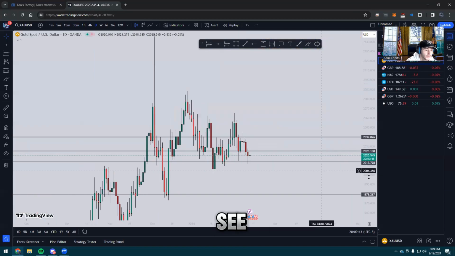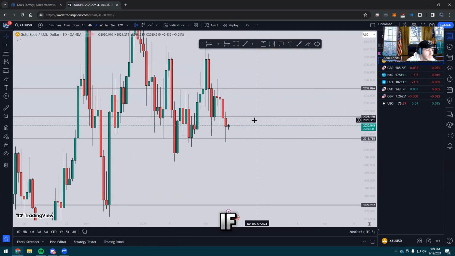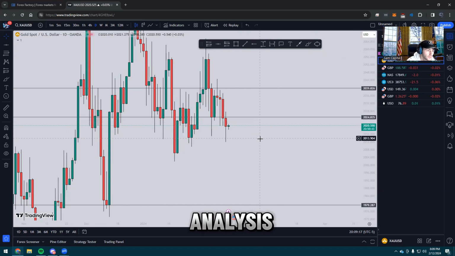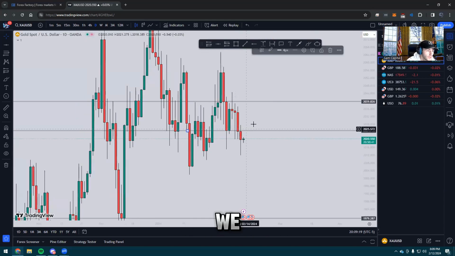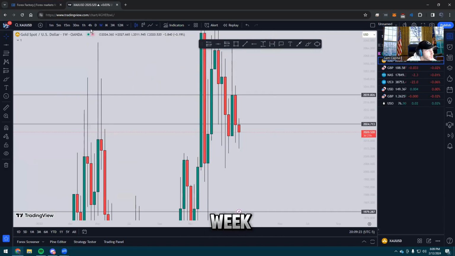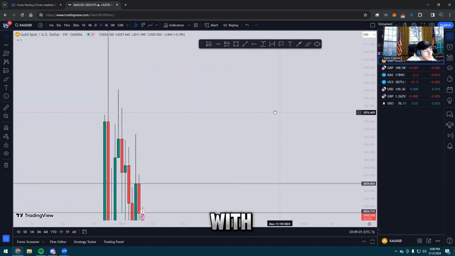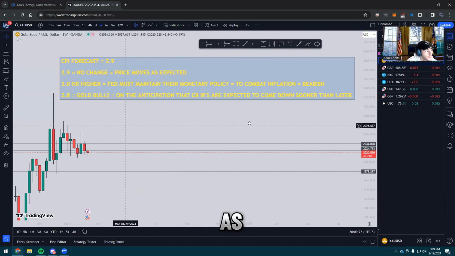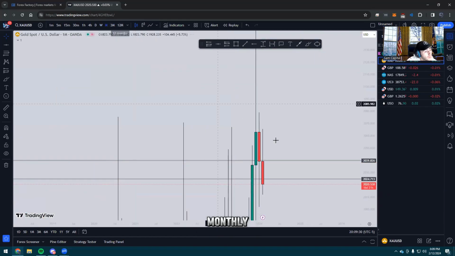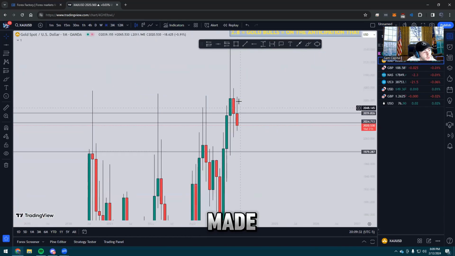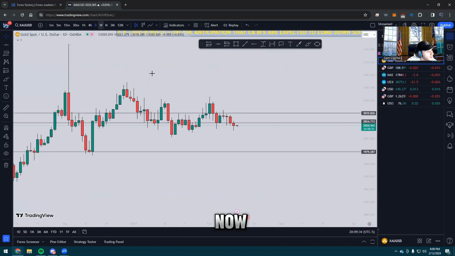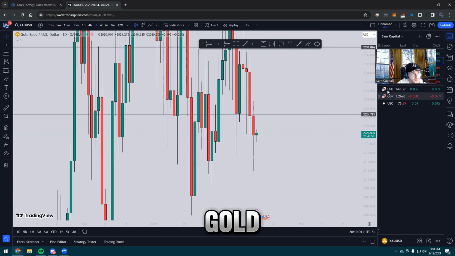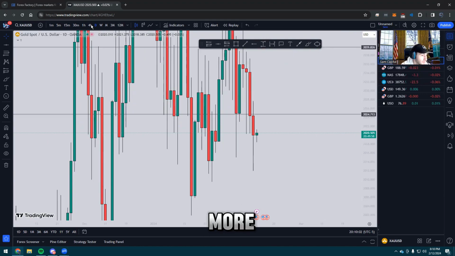Yeah, I think we'll see some gold bears, especially if we go and do our technical analysis. We have our daily closure, we got a closure below here. Weekly time frame, previous week was bearish. This would line up with everything we were just talking about. Monthly time frame as well, we made our top wick, and we're starting to push down now. I'm a little bit better with gold than all the other pairs, so let's go a little more in depth from right now.